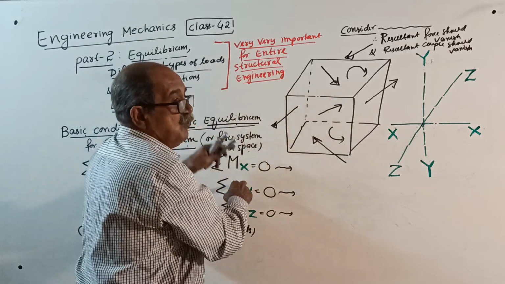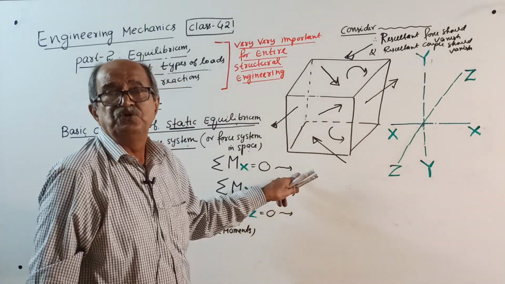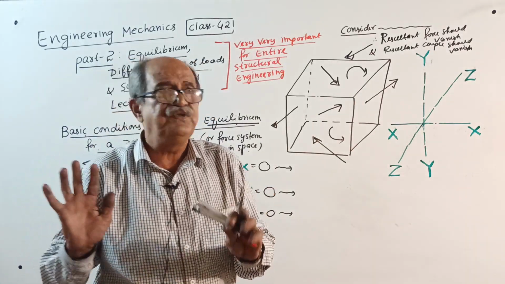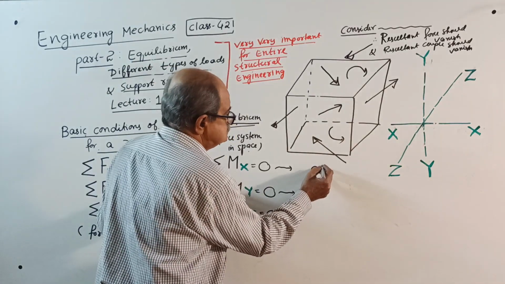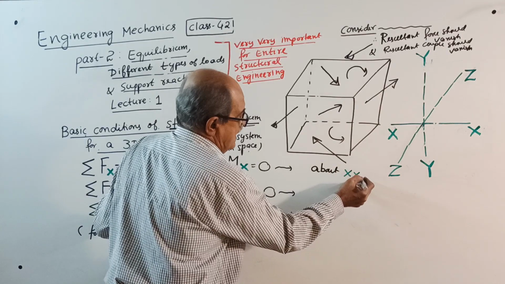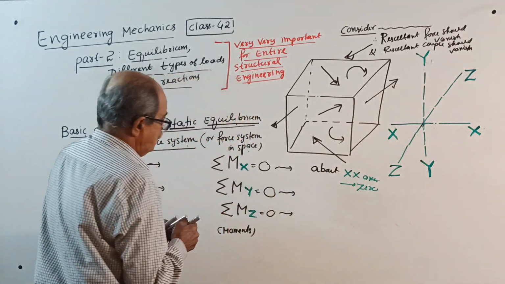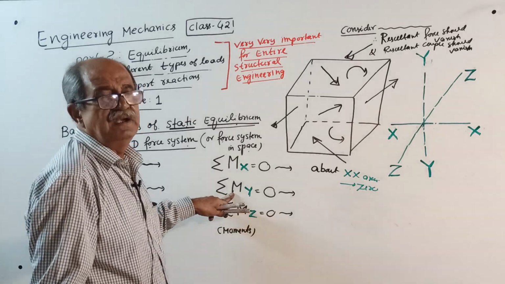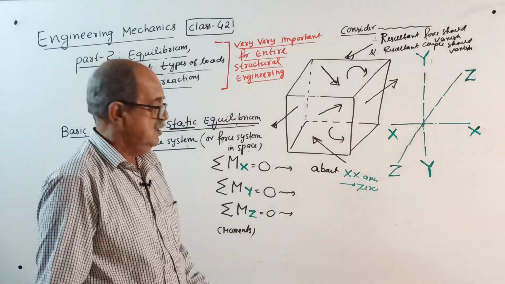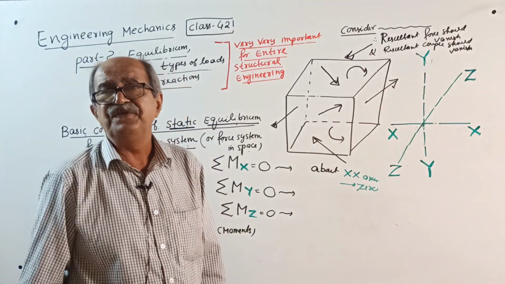Same way, for preventing rotation, sigma Mx = 0: you should write that the algebraic sum of moments of the entire force system about the xx axis should be 0. Same way, the algebraic sum of moments of the entire force system about the yy axis should be 0. The algebraic sum of moments of the entire force system about the zz axis equals 0.